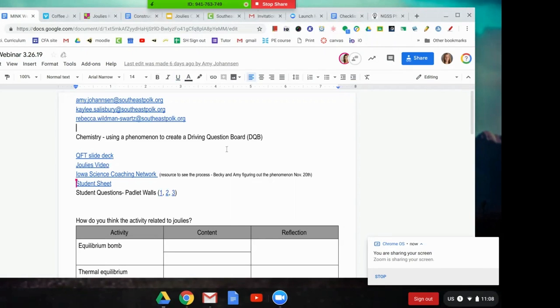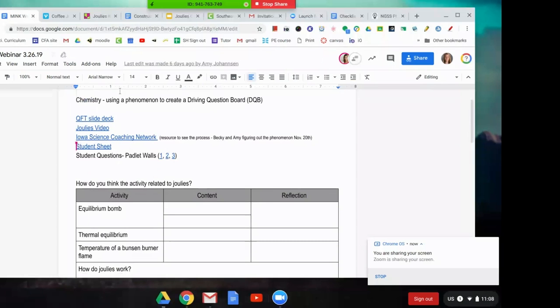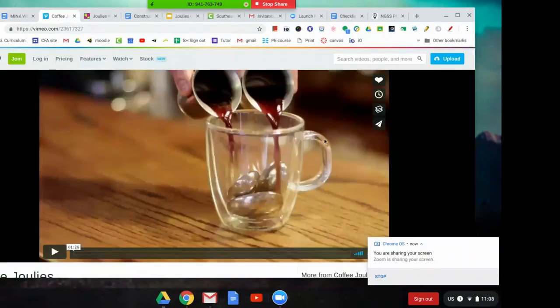And we are going to share a phenomenon that we used for a unit on energy and matter, and it was called the Joules. So we're going to go through some of the resources that are linked here on the screen, an overview, and then how we used this to guide our unit. So first off, we have a link to the Joules video.